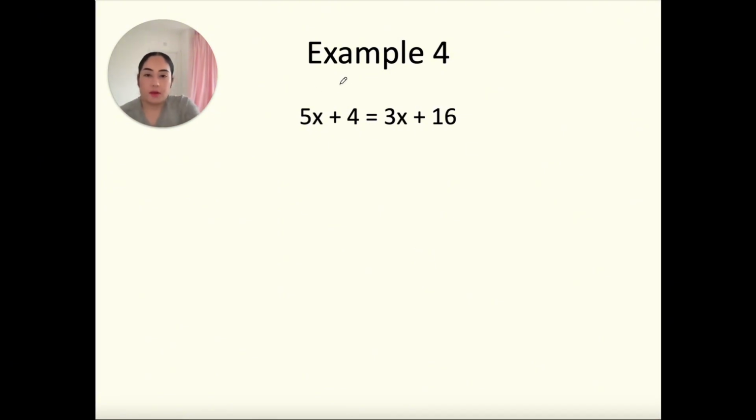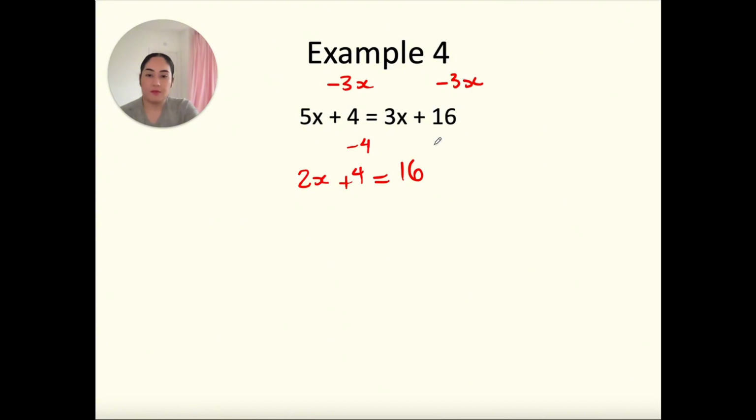So first things first, I'm going to do the reverse operation. So I'm going to subtract 3x from both sides. 3x minus 3x leaves me with 0. So on this side, I just have 16. 5x minus 3x leaves me with 2x plus 4. Now, I have my variables all simplified on one side. However, my constants are not.